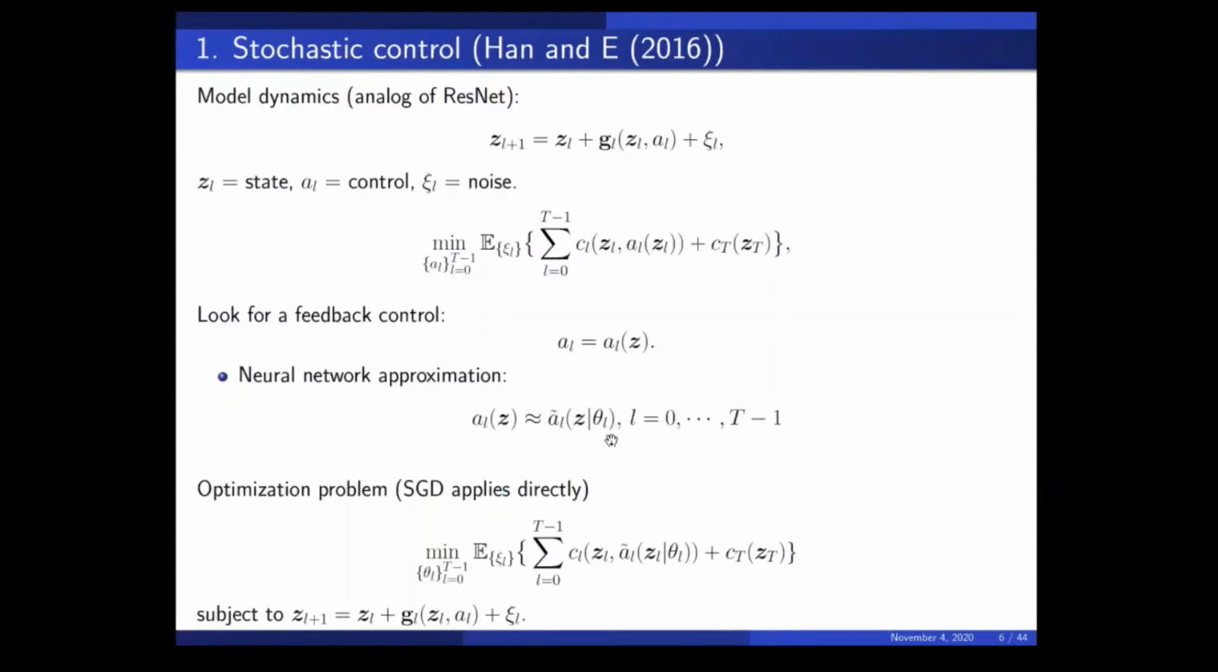We're going to replace this by a neural network, where theta_l is the set of parameters for this particular neural network at time step l. And we're going to choose these parameters to optimize the same cost subject to this stochastic dynamical system. This can be done. Again, the details don't matter. I'm going to just show you the flavor of what can be done.